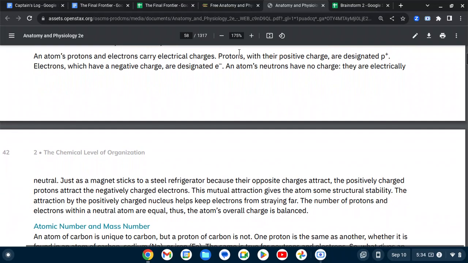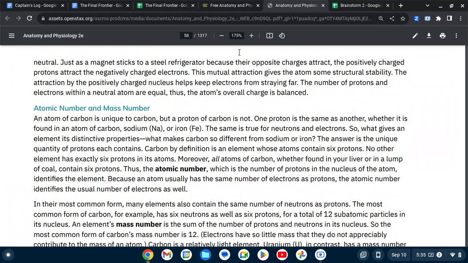An atom's protons and electrons carry electrical charges. Protons with their positive charge are designated P+, electrons have a negative charge, are designated E-, an atom's neutrons have no charge, they are electrically neutral. Just as a magnet sticks to a steel refrigerator because their opposite charges attract, the positively charged protons attract the negatively charged electrons. This mutual attraction gives the atom some structural stability. The attraction by the positively charged nucleus helps keep electrons from straying far. The number of protons and electrons within a neutral atom are equal, thus the atom's overall charge is balanced.